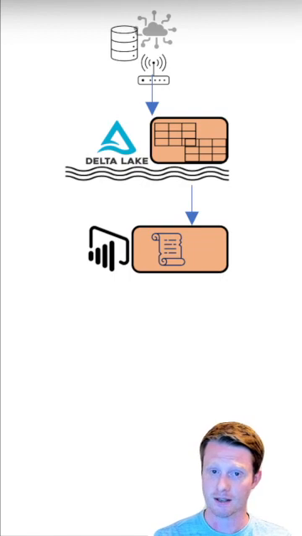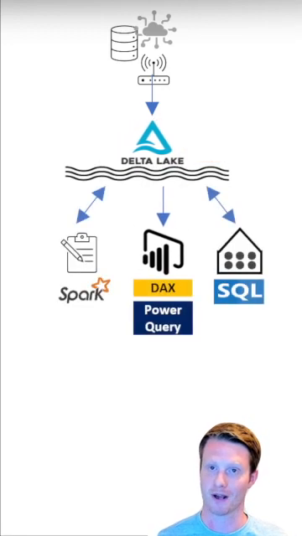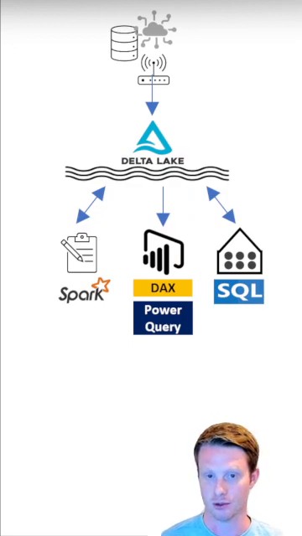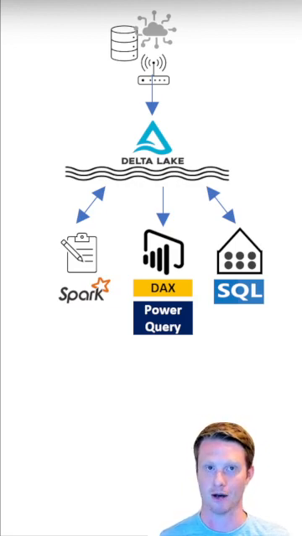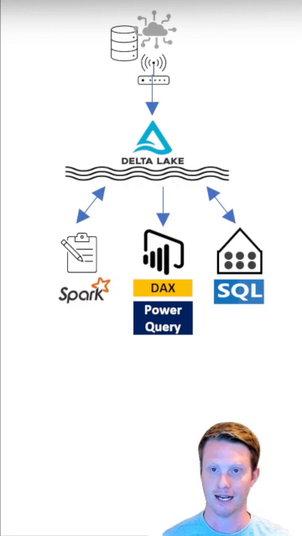And the advantage of this is that the data in the Delta Lake is the same copy of the data that all the other tools use, right? So Spark, our machine learning and our notebooks can use this. SQL people who build the data warehouses can also use this. And all our Power BI people who are using Power BI, DAX and Power Query can use the same copy of the data.